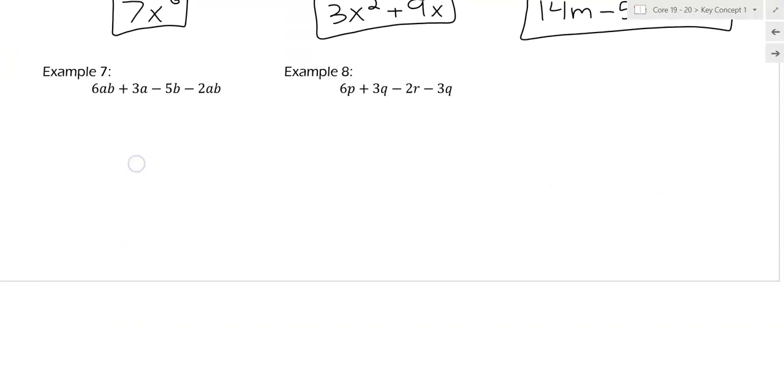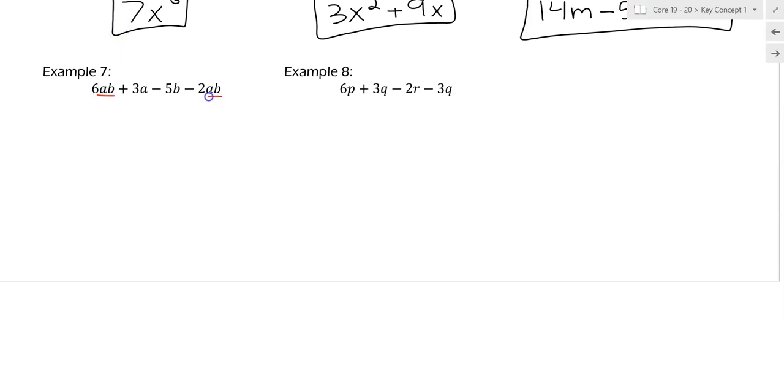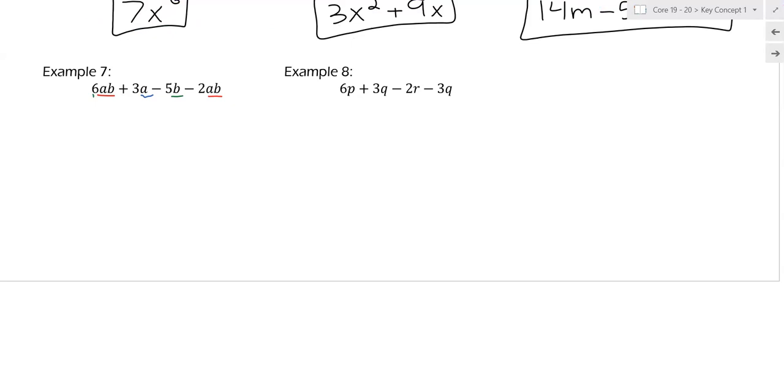So example 7, 6ab plus 3a minus 5b minus 2ab. Okay? Anytime you have a double letter like this, I like to put those first for that standard form. So if you look here, this one has an ab and this one has an ab. That means they're like terms. This one just has an a, this one just has a b. So again, we have 3 different terms. We have our ab term, we have an a term, and we have a b term. Okay? So I'm going to put that ab term first. So there's a 6 and a minus 2.